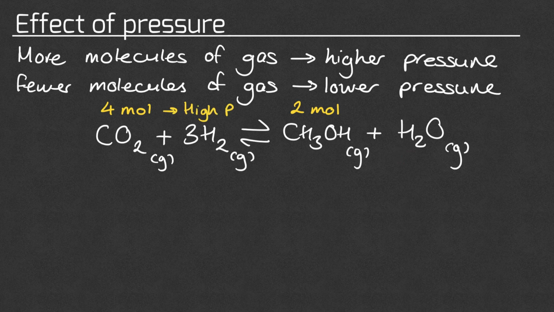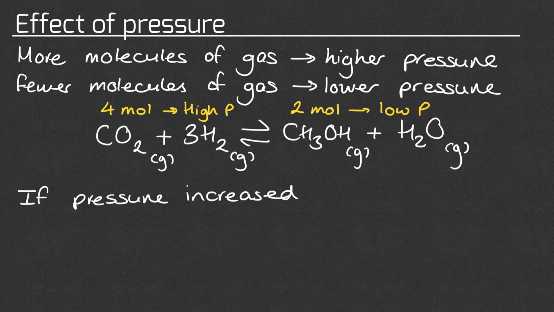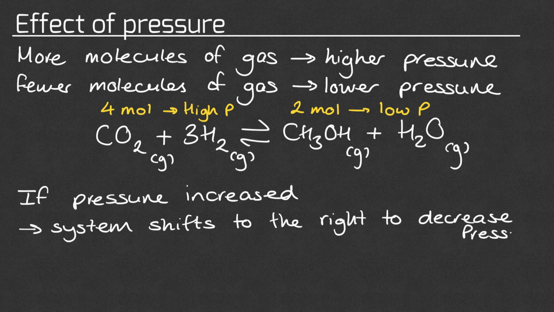So the side with the most molecules of gas will have the highest pressure, so that means the left-hand side has high pressure. That means the right-hand side is going to have the lowest pressure. So if we increased the pressure of this equilibrium, the system would shift to the right to decrease the pressure.